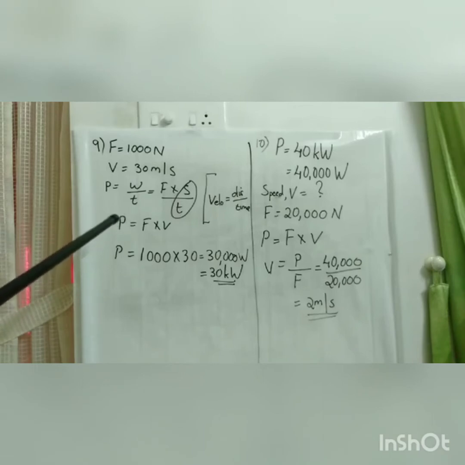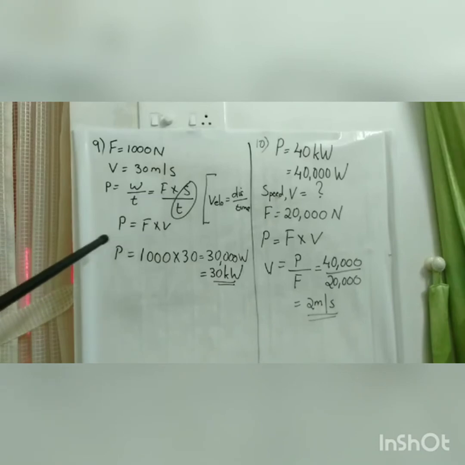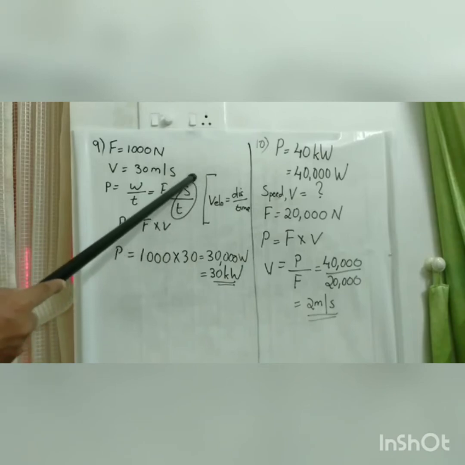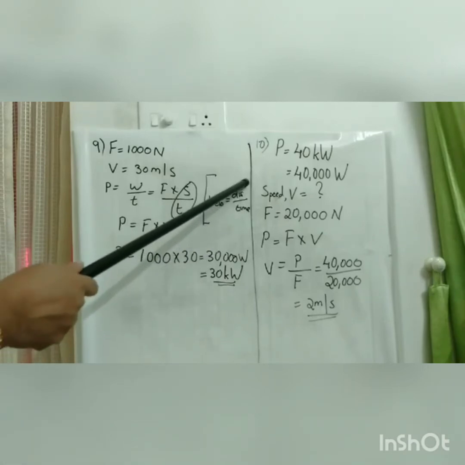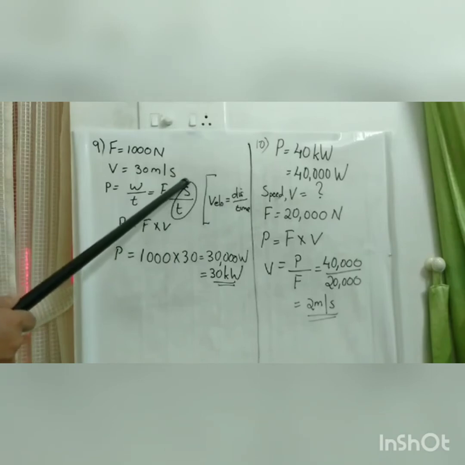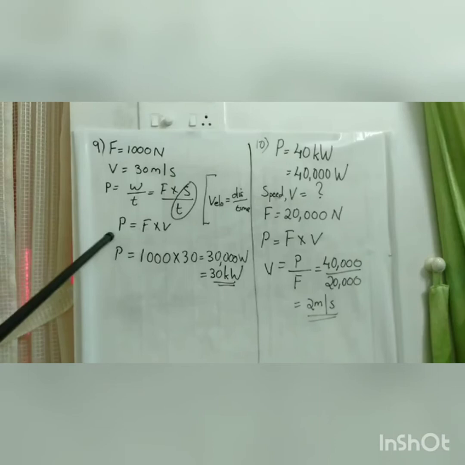So we are asked to find the power of the ox. So power, we have the formula, power is work by time. And we know that work done is force into displacement, or force into distance by time. And in lower classes we studied velocity, definition of velocity is distance by time. Formula for velocity: velocity is equal to distance by time. So instead of this distance by time, we can write velocity. So power is equal to force into velocity.